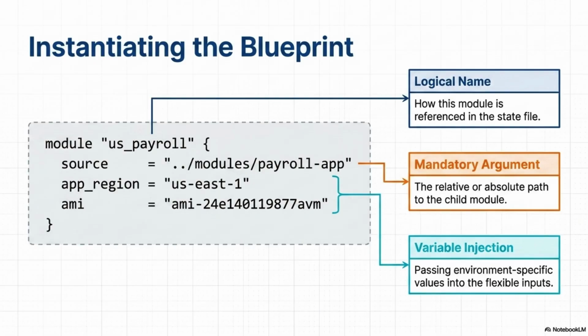Then you provide the source argument, pointing to the relative path of your child module directory. After that, you inject your variables. App_region gets us_east1, and AMI gets the region-specific image ID. That's it. 3 lines of variable input, and you've instantiated an entire application stack.